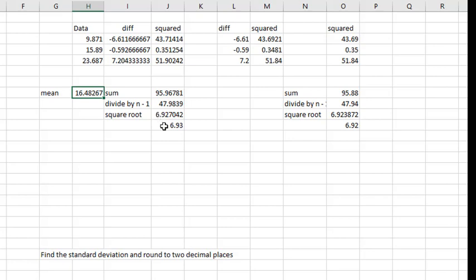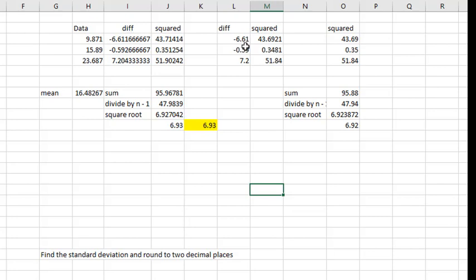So in this case, when I round to two decimal places, this would be 6.93. So I'm going to write this here, 6.93. That's the target.